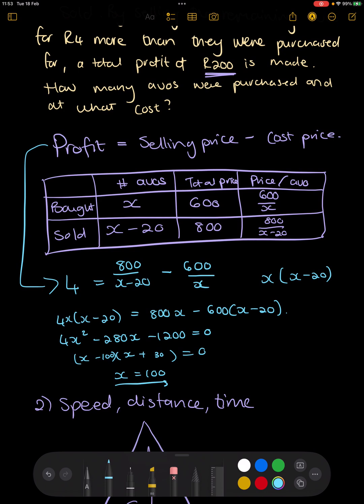Alright, so basically what I bought was 100 avos, and now to determine the price, now that I've got an X, to get my price per avo, I'm going to go back to this part over here and say 600 over 100. So I paid 6 Rand for each avo.